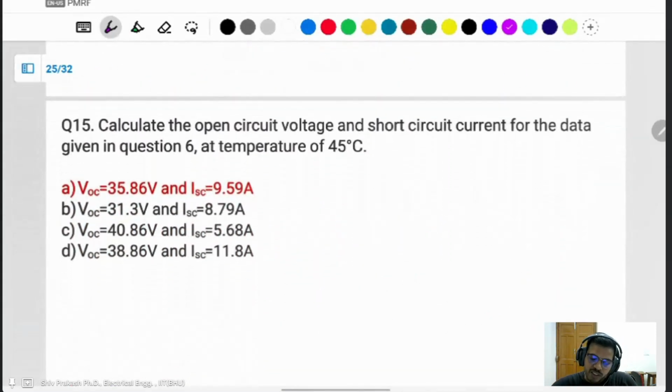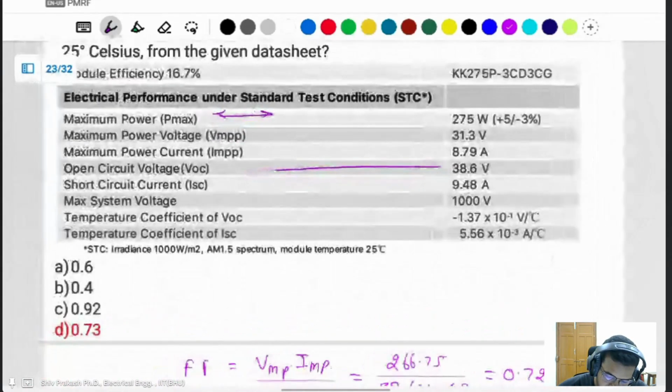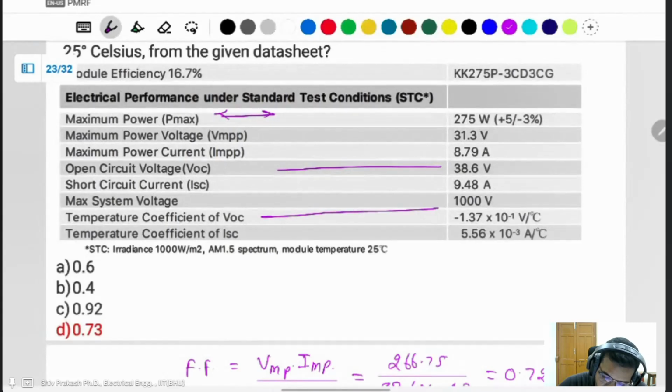Calculate the open circuit voltage and short circuit current for the data given in question 6 at a temperature of 45 degrees centigrade. The temperature coefficient of output voltage is given as minus 1.37 into 10 to the power minus 1 volt per degree centigrade, and for short circuit current it is 5.5 into 10 to the power minus 3 ampere per degree centigrade. Standard is 25 degrees centigrade. Now the temperature is 45 degrees centigrade. Then what is the new VOC?